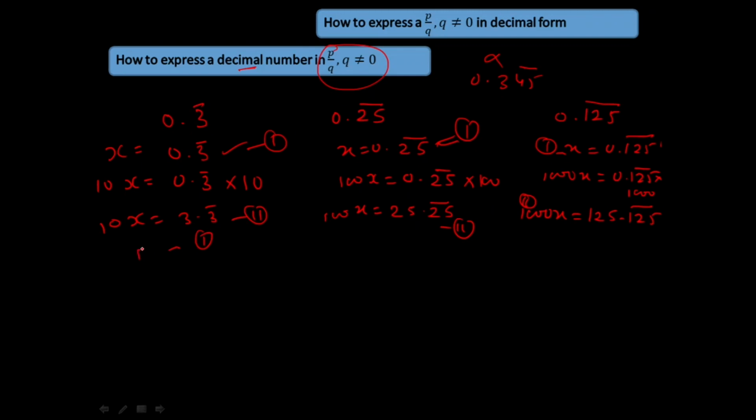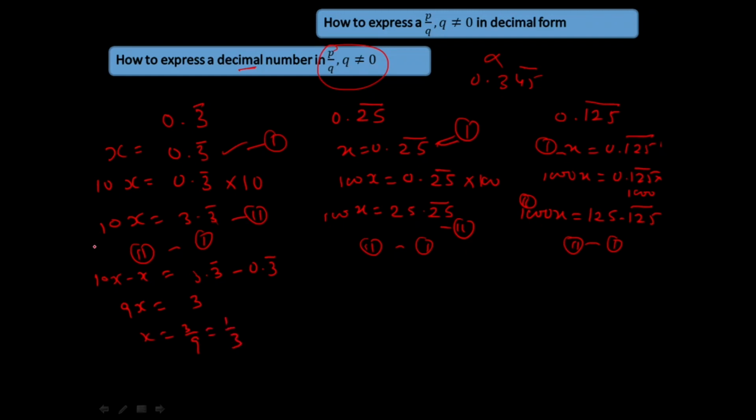Subtract 1 from 2. Subtract 1 from 2. Here as well. Left hand side from left hand side and right hand side from right hand side. So what is the left hand side here? 10x minus x. What do we have here? 3.3 bar minus 0.3 bar. This value is 9x. This value is nothing but 3 only. So x will be 3 over 9, meaning 1 over 3.